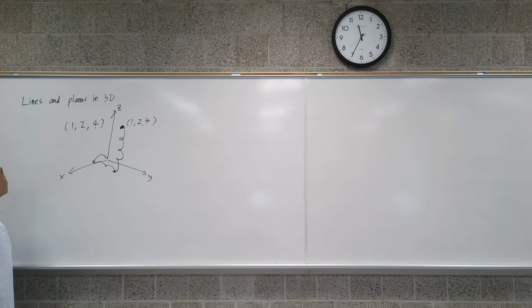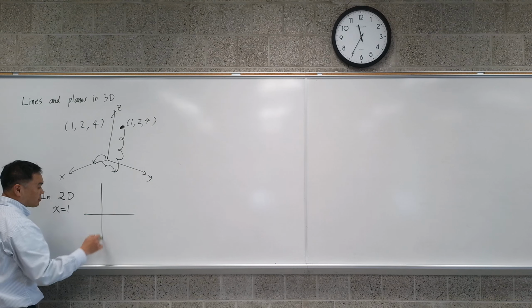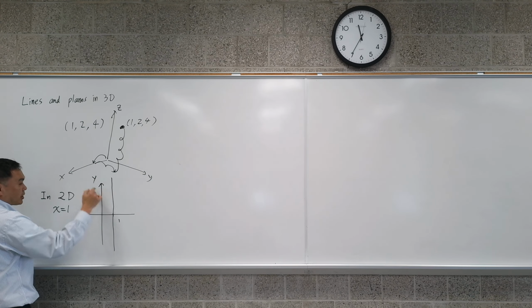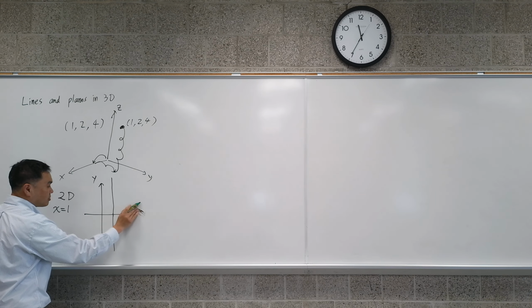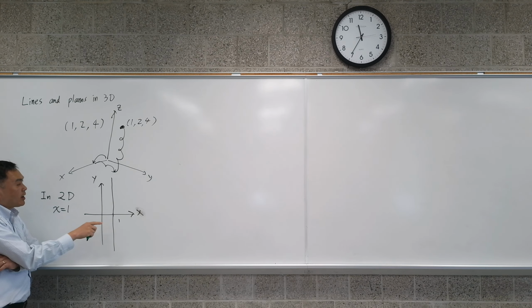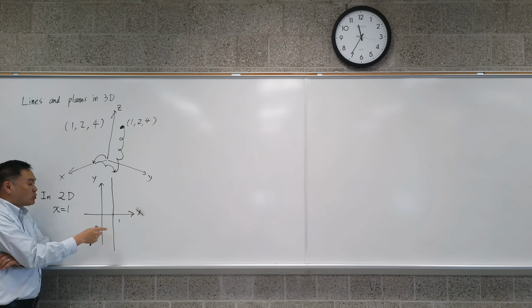Now, in 2D, if we have x equals 1, what kind of graph do we get? You get a vertical straight line. So here's the y-axis, here's the x-axis. And the reason is, if you say x equals 1, that means you're taking every point on this plane whose x coordinate is 1.